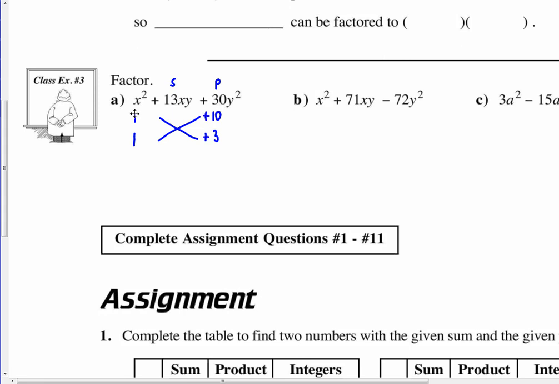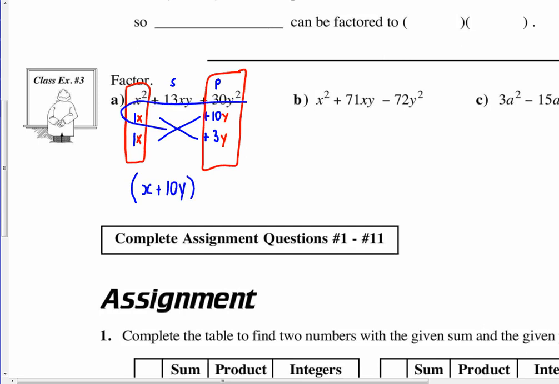Now, what's different about this is just the variables, right? We want this column to multiply to x squared. So that's where we always put our x and x. We want this column to multiply to 30y squared, not just 30. So what would we do? y and y. And so the factored form becomes x plus 10y, here's the first, and here's the second.